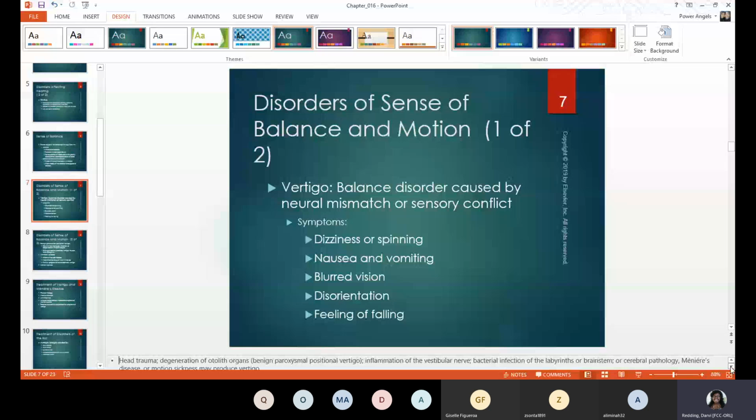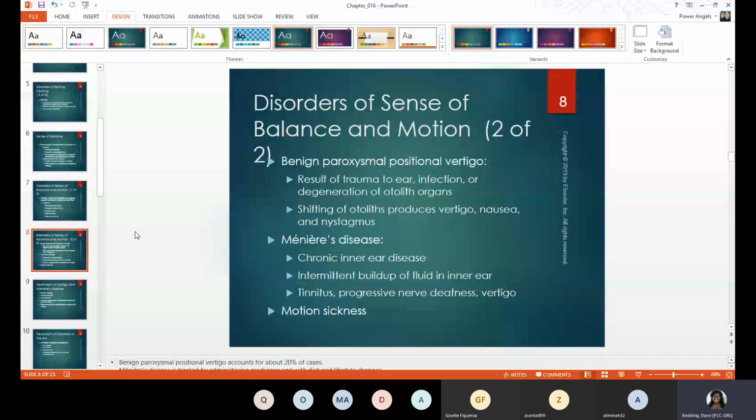So continuing to learn about the disorders of sense of balance and of motion, you have the benign paroxysmal positional vertigo. So this is something that might result from trauma to the ear and an infection or even a degeneration of otolith organs. There's also a shifting of otoliths that produces vertigo, nausea, and nystagmus.